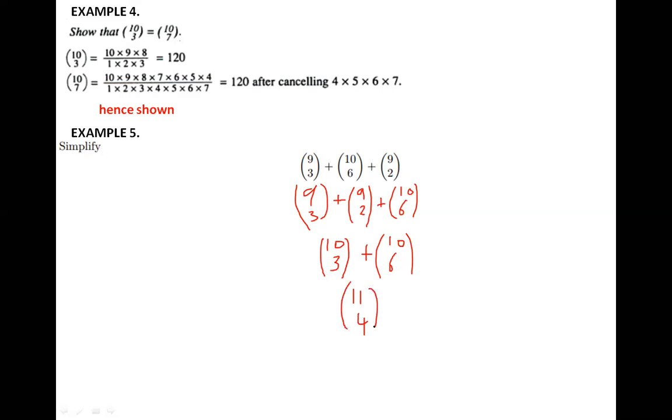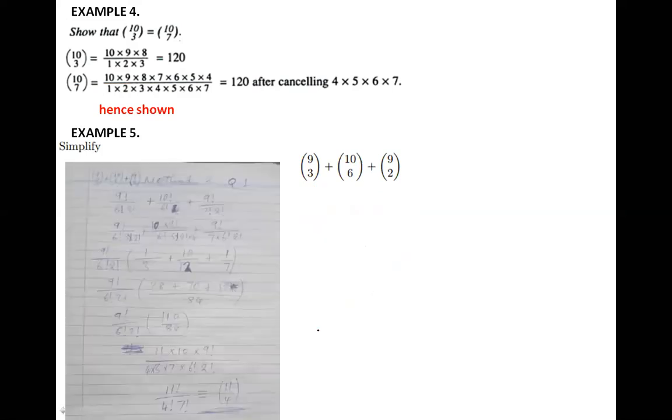So this is my final answer, 11 choose 4. There is also another way you can do this, which is a recommended way. I want you to go through it on your own time, but I've solved it on paper. It's a little bit long, so solving it here would take time.